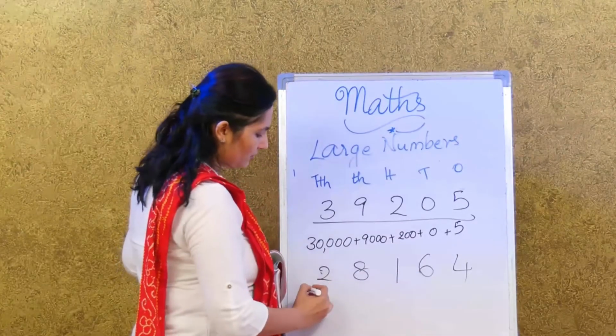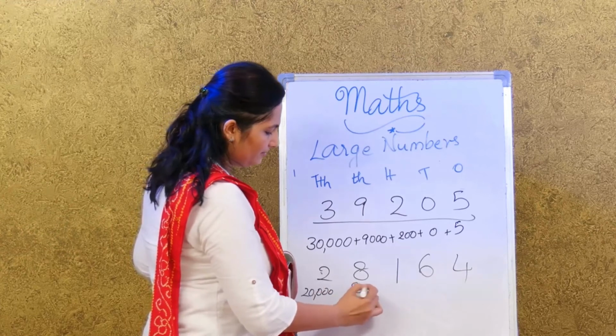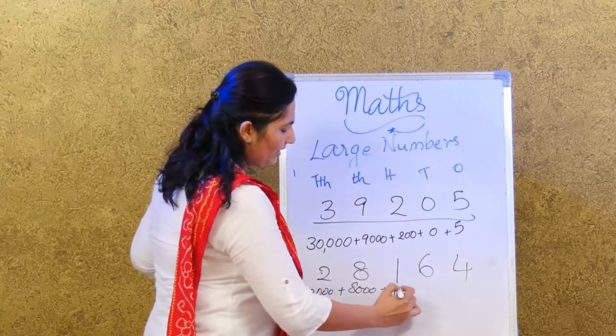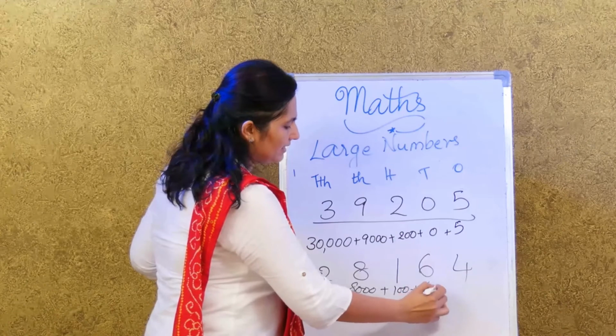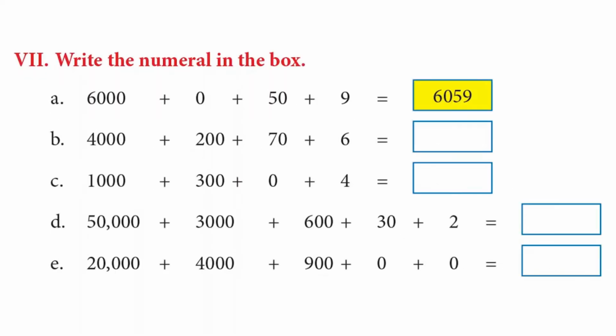So, 20,000, 8,000, 100, 60 and 4. So, those are the expanded forms. You can finish the rest and move on to write the numeral in the box. This is also easy. So, let us do the last one.